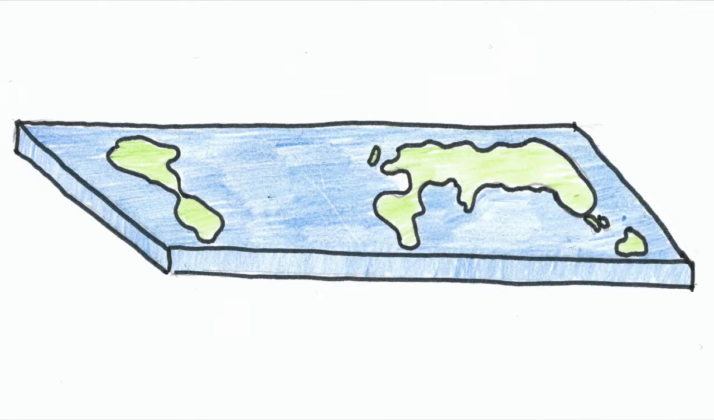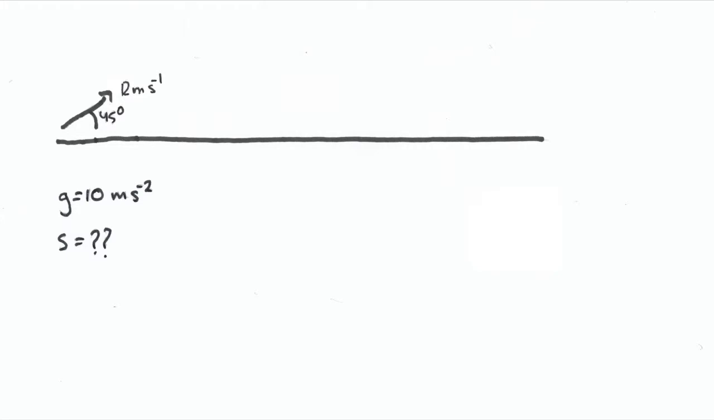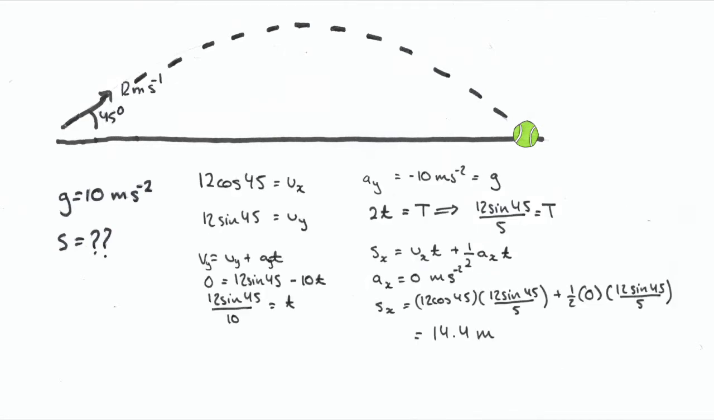One major issue that high school students face is that they learn all their physics on a flat earth. For example, a question would be asked to a high school student: a ball moving at a velocity of 12 meters per second at an angle of 45 degrees, with gravity's downward acceleration being 10 meters per second squared, calculate how far the ball will travel. Now you could use math and physics to figure out the ball travels 14.4 meters.